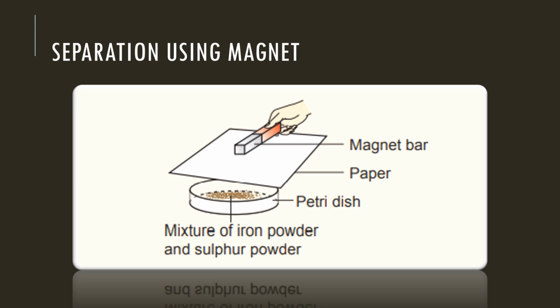So what are the materials that are magnetic substances? Examples of magnetic metals are iron, nickel, and cobalt. Examples of non-magnetic metals are gold, bronze, and aluminium. Like this one, in this petri dish, we have a mixture of iron and sulfur powder. Iron is a magnetic substance, so it will be attracted to the magnet. So by using a magnet, we can separate the mixture of iron and sulfur.